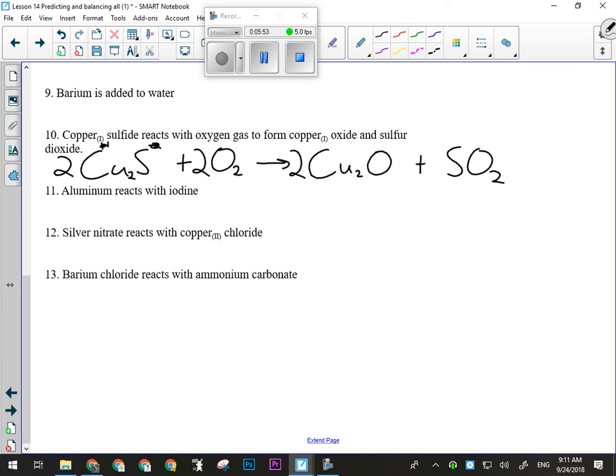Now it's going to throw this off though. This is why we usually balance oxygen last. So I'm going to erase this 2 because I see that as soon as I balance my sulfur, my oxygen will be out of balance again. So I'm going to put a 2 here. That makes sure that I've got the 2 sulfurs.